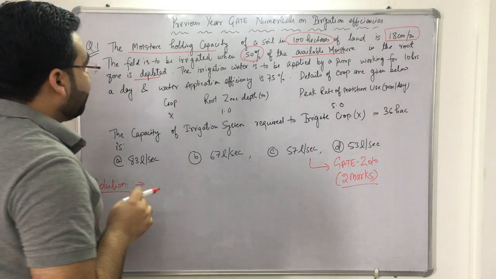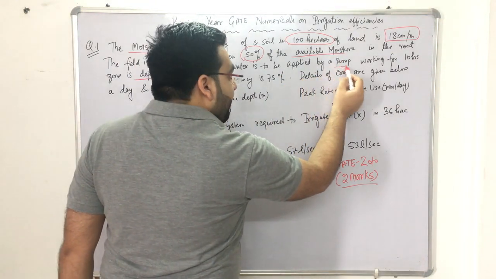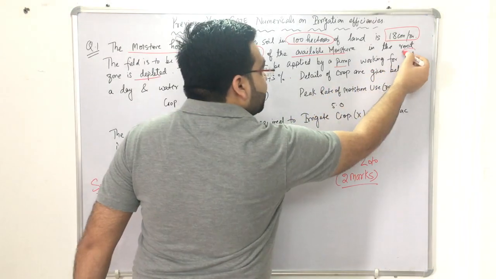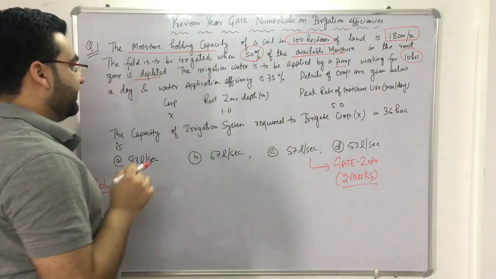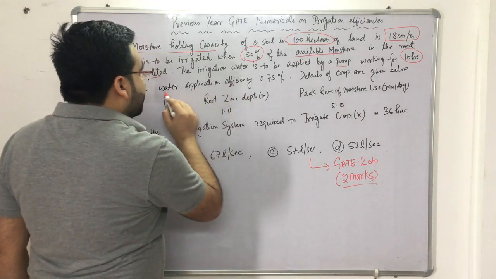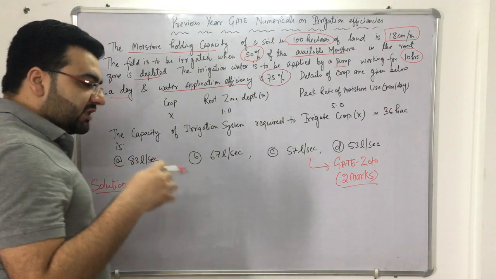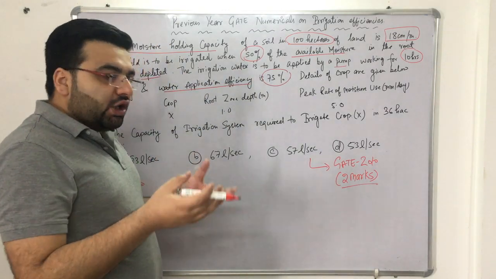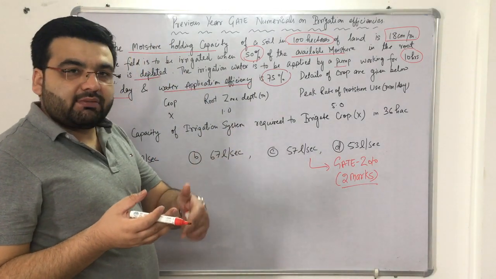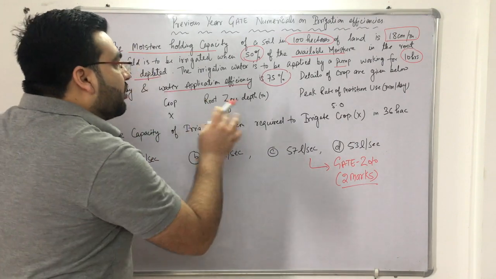This is important. The irrigation water is to be applied by a pump working for 10 hours. So the pump is only working for 10 hours a day. And water application efficiency, eta A, is 75%. So what is water application efficiency? The volume of water stored by the root zone divided by the volume of water applied to the particular land. Details of the crop are given below.